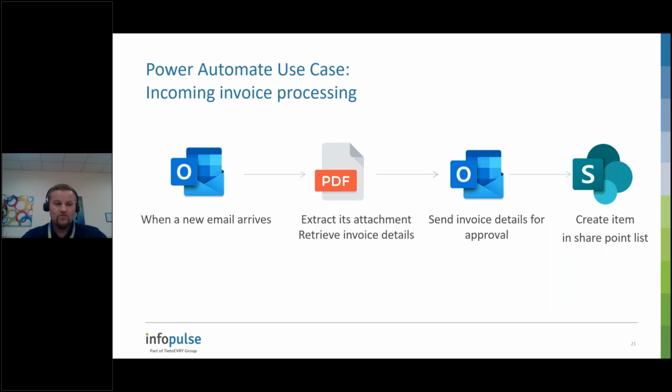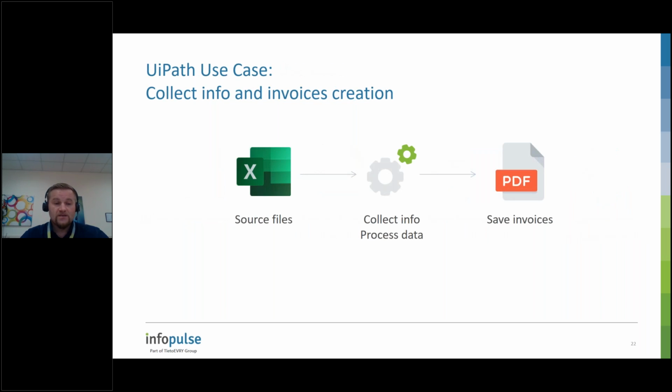Is just when we wait for a new email with an attachment with this structure in the subject, and then the robot extracts needed information from the attached file, sends the invoice with some details for approval to a dedicated person, and in case of approval it creates a new item in a SharePoint list for further processing.